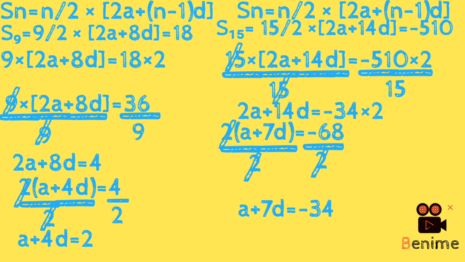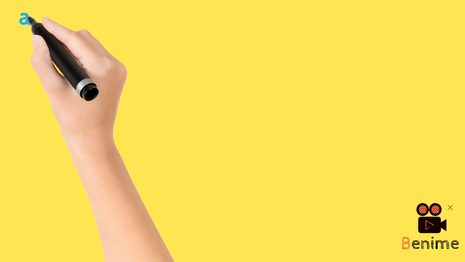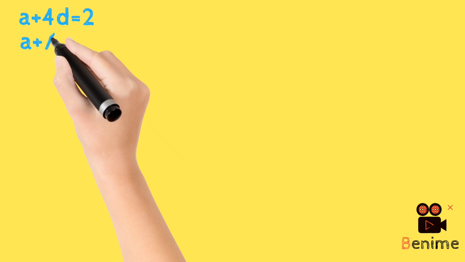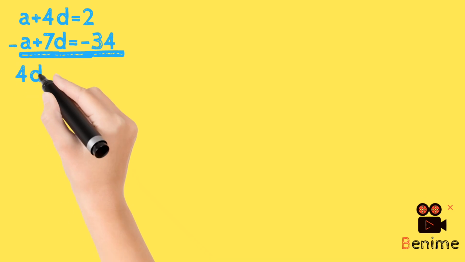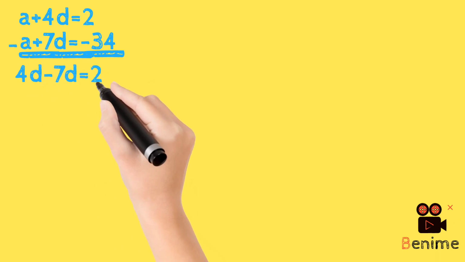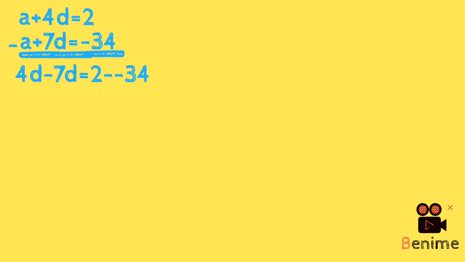So the two equations we have are a plus 4d is equal to 2, that's equation 3, and a plus 7d equal to minus 34, that's equation 4. We're using the elimination method. This is a simultaneous equation. So a minus a is out. Then you have 4d minus 7d is equal to 2 minus 34. This double minus means minus times minus, so you have 2 plus 34.